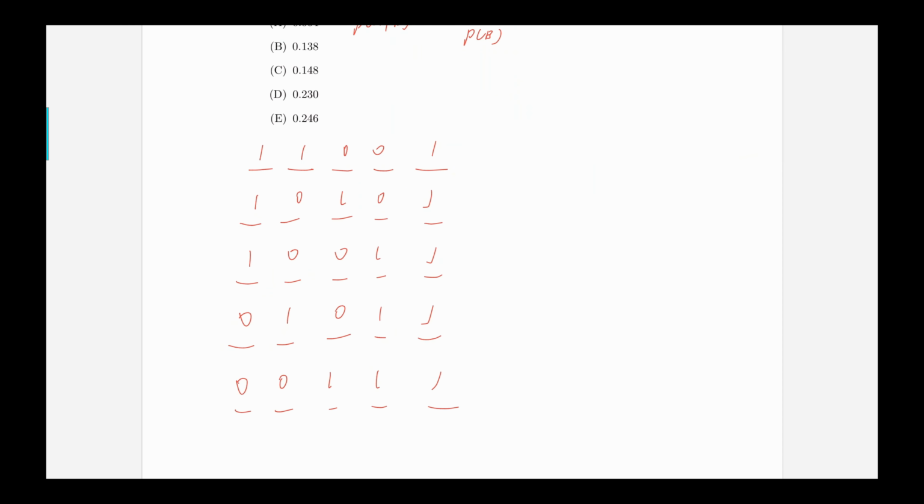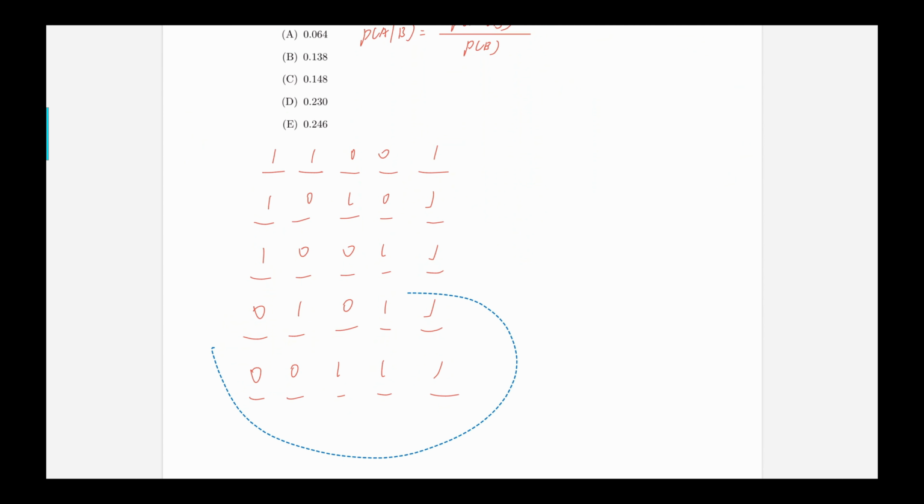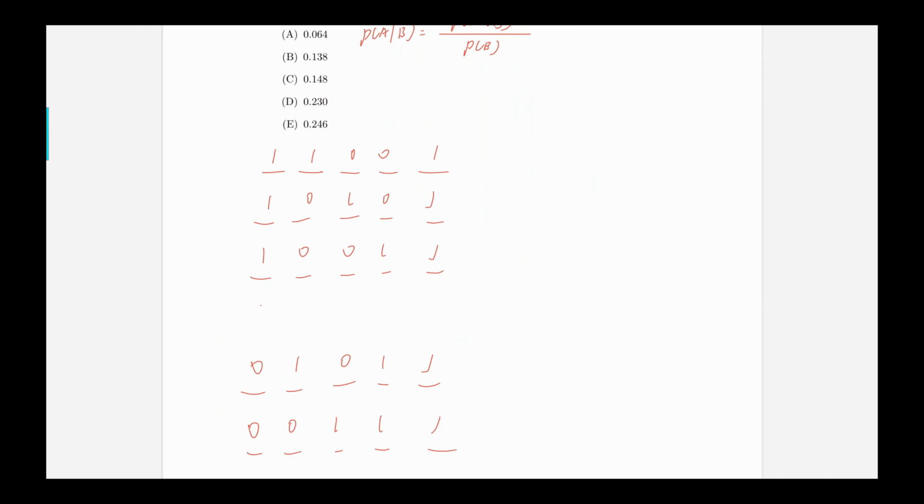Oh, actually there's supposed to be one more. Oh, I forgot. There should be one more, which is right here: 0, 1, 1, 0, 1. Okay, very nice. So there are 6 possibilities.